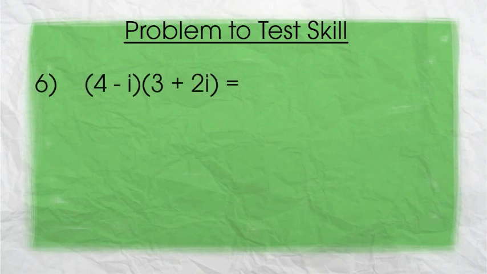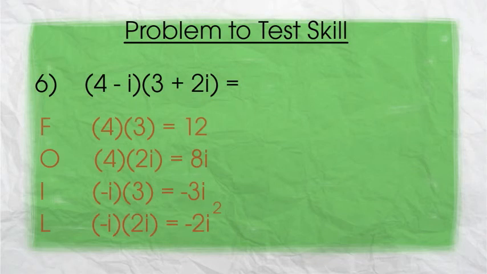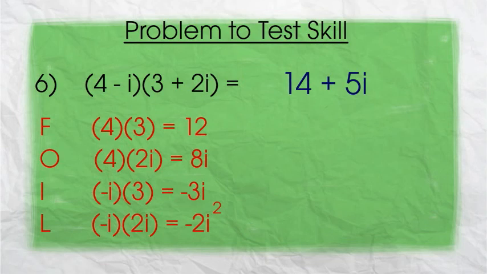Here are some more problems to test your skills. Pause the video, then press play to check your answer. Once fully FOILed out, you should get 12, 2i, -3i, and 2i squared. Once you collect like terms, the final answer is 14 plus 5i.